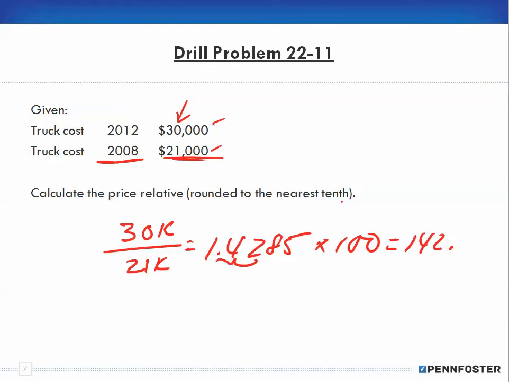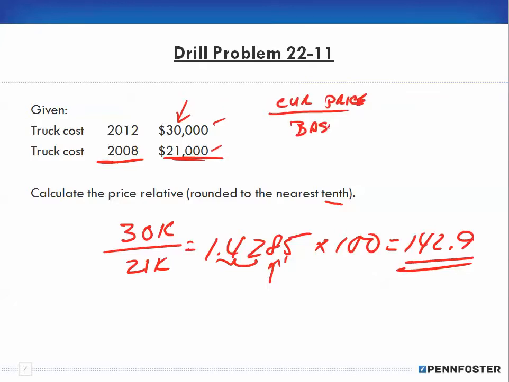142 point, and it says round to the nearest tenth. So the nearest tenth is going to be this 8, but we're rounding up because of the 5, so we end up with 142.9. Okay, so the price relative, if you recall, it's the current price or current data item over a base price or data item. Okay, and you're dividing one by the other, and then you're multiplying by 100. That's how you get your price relative.